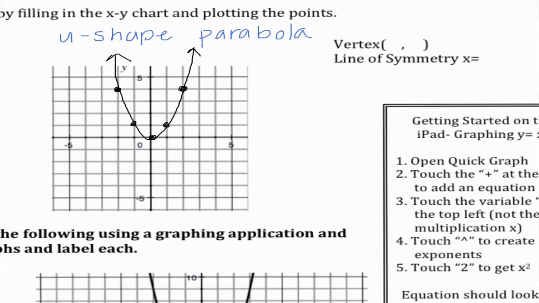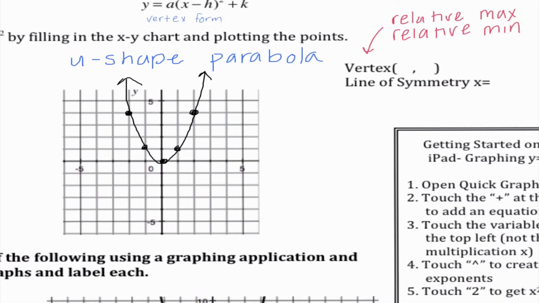I need to figure out what we call the vertex. The vertex is the point that is either a relative max or a relative min. Let me explain those further. Relative means in relation to, so compared to other points around it, do we have a maximum value? That means something would be the highest point and would be falling on both sides. A relative minimum means that it is the lowest point in the area and it would be increasing on both sides.